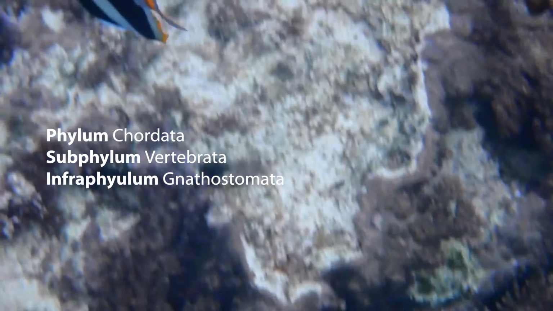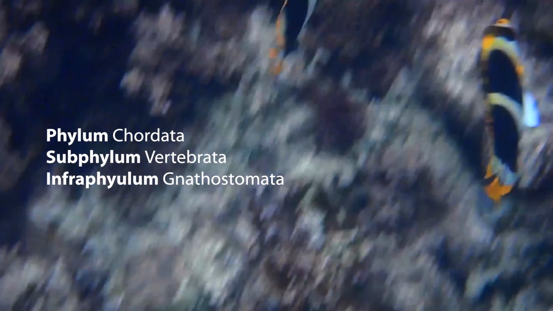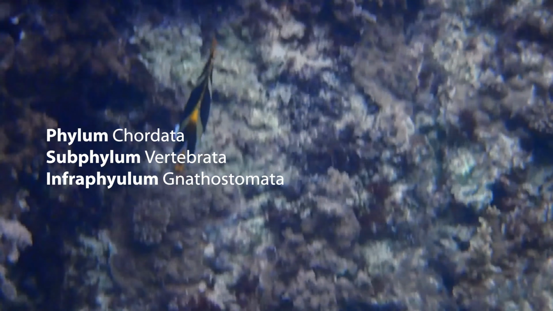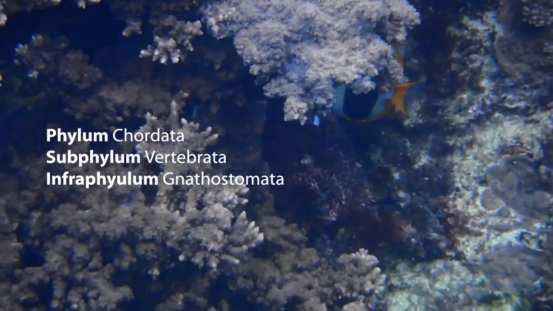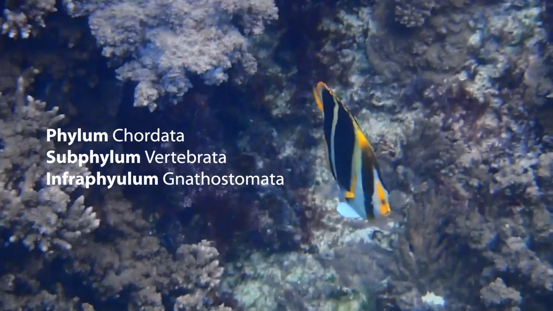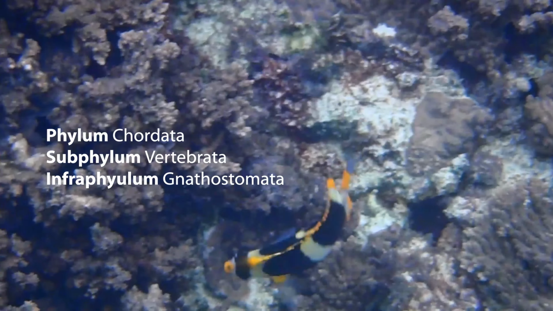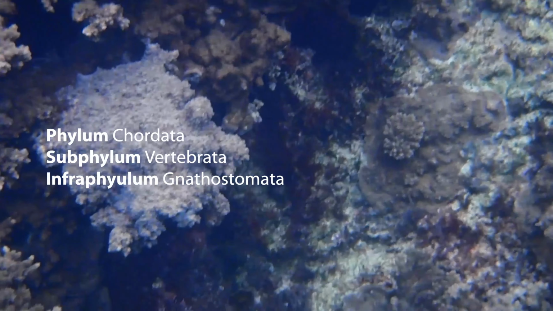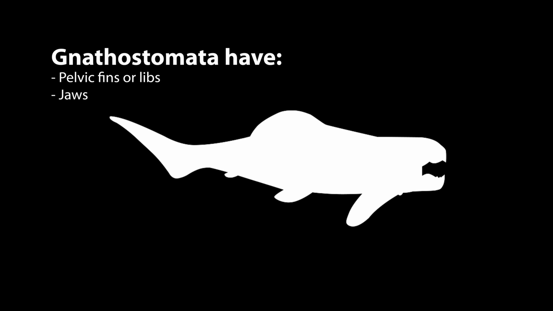All fish are classified by scientists to be in the phylum Chordata and in the subphylum Vertebrata. The Vertebrata, or vertebrates, are animals that have a spinal column or backbone. Fish differ to other vertebrate animals, being classified further into a subgroup called Gnathostomata.